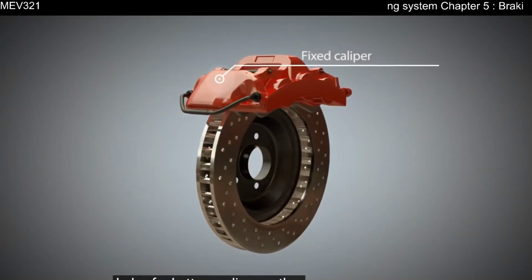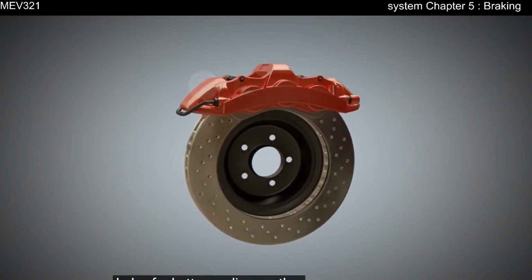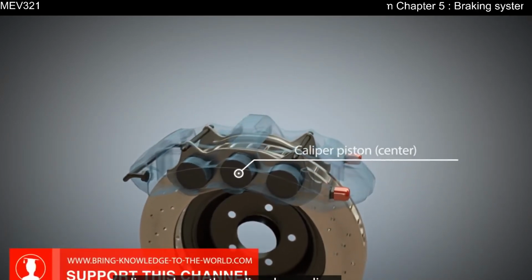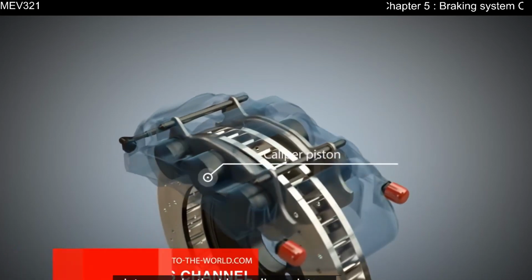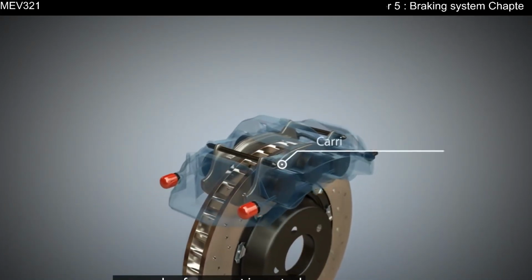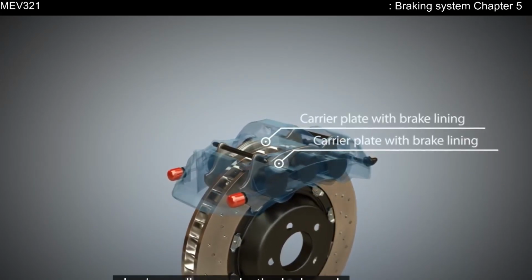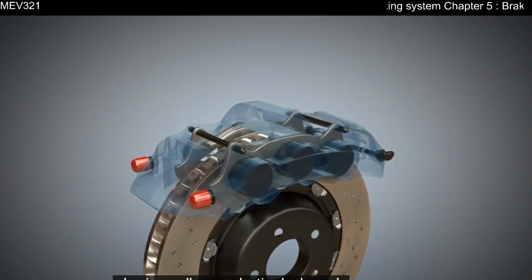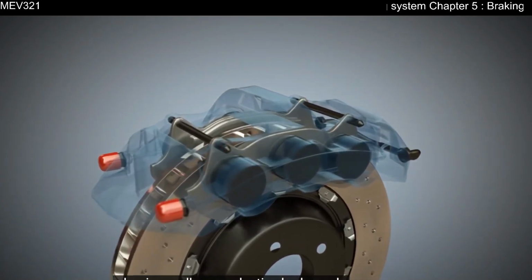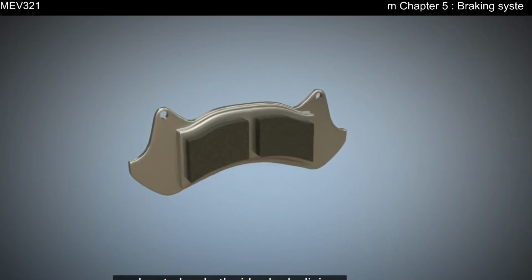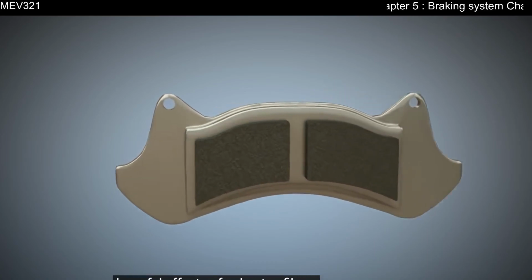Another component is the caliper. Here, a monoblock caliper is shown. The caliper has caliper pistons on both sides. Caliper pistons are made of gray cast iron, steel, aluminum alloys, or plastics. Brake pads are located on both sides. Brake linings used to be made of asbestos. After the harmful effects of asbestos fibers became known, plastics were used.